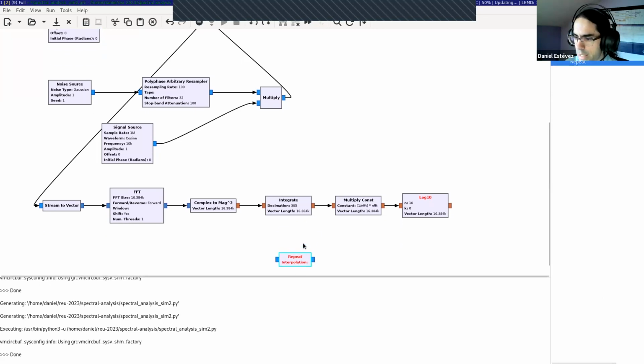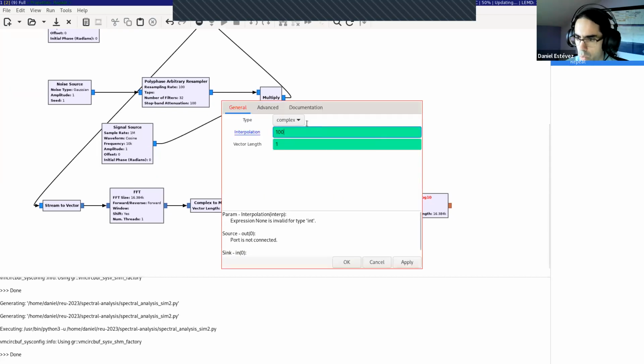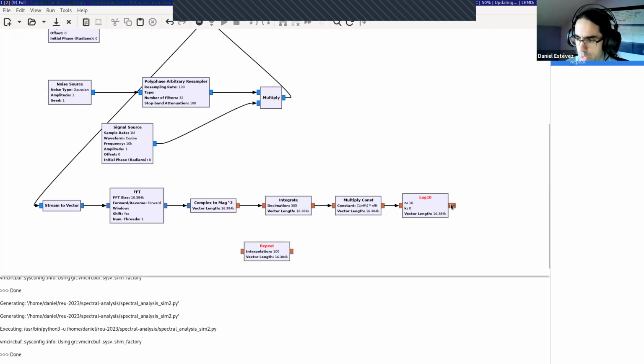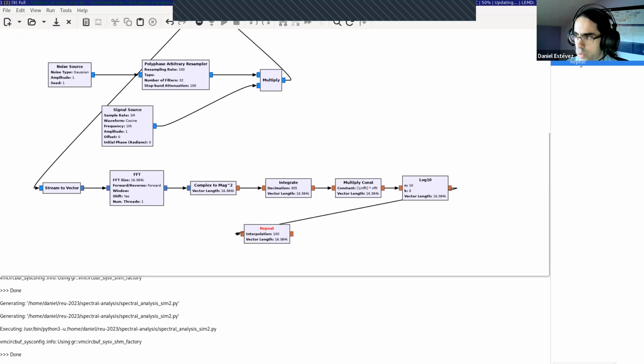And finally, I need this repeat block for technical reasons. So what does the repeat block do? Repeat, as its name says, repeats its input n times on the output. So this, with this setting, 100 times on the output. What will this do for me? So every 5 seconds, I get an output here on the integrate. This is divided by 1/NFFT. The logarithm is computed, and then I'm repeating the same output 100 times.